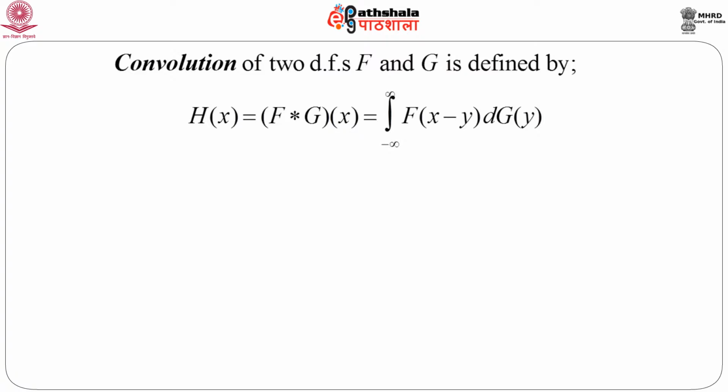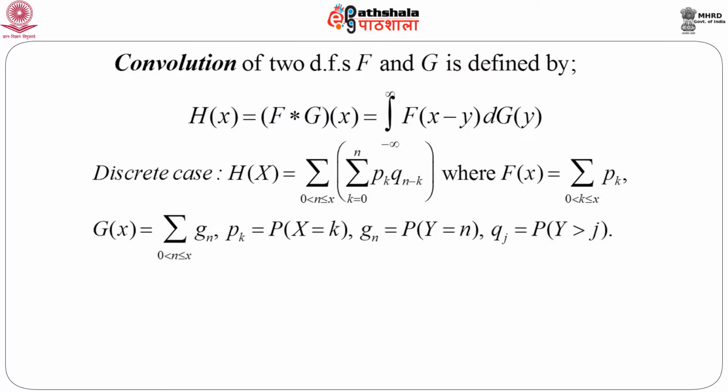The convolution of two distribution functions F and G is defined as another function H(x), which is denoted as F star G of x, and is given by the integral from minus infinity to infinity of F(x minus y) dG(y). This is similar to the Riemann-Stieltjes integral of F with respect to dG, or an extension of that. This is the general definition of convolution of two distribution functions.